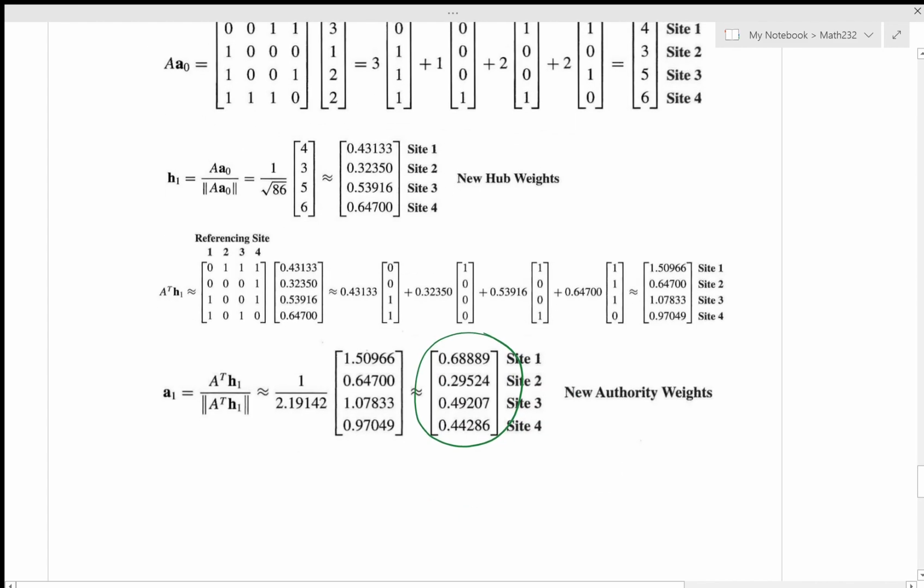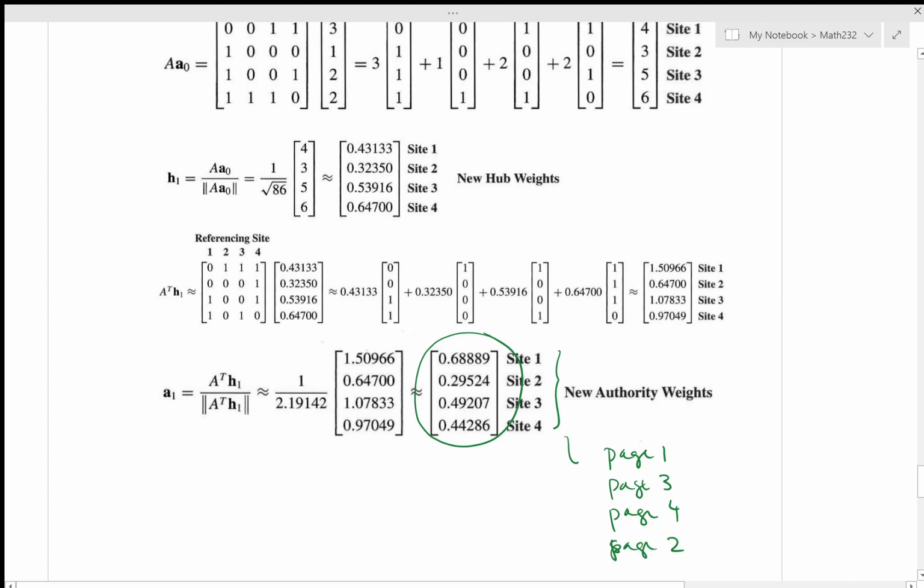We can now calculate A2 if we want, but let us just say we were to stop here after 1 calculation. After seeing this, we would be recommending page 1 to the user first. We would then recommend page 3. Then we would recommend page 4, and then finally we would recommend page 2.